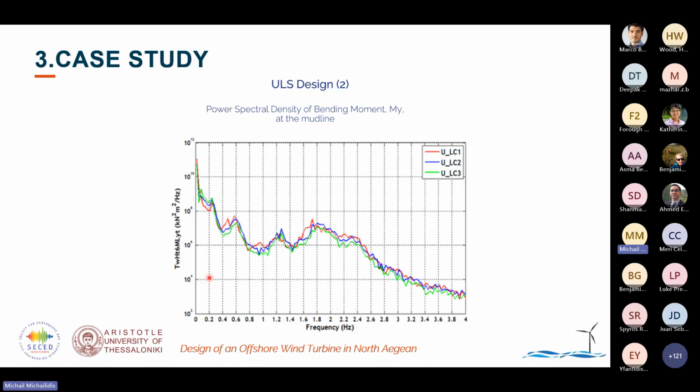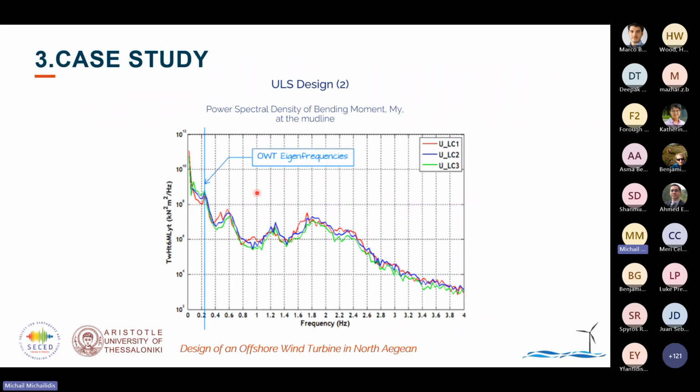At this slide, we are using the power spectral density referring to the bending moment diagram at the mud line in order to have a qualitative inspection of the performance of the wind turbine. As we previously noted, the natural frequency for the fixed model was at 0.26 hertz, which corresponds to this location here, which is the first significant peak. This is the reason why we have the design between the 1P and the 3P range.